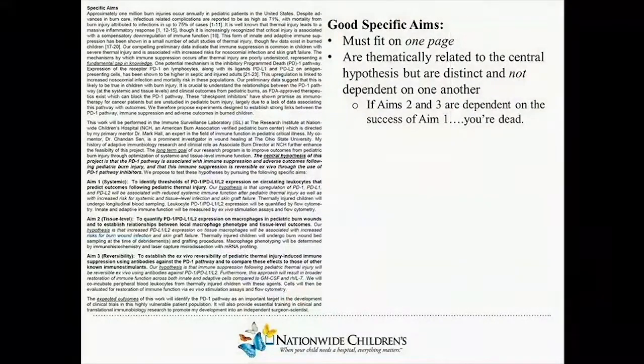The aims themselves must be thematically related to the central hypothesis, but must not be dependent on one another. Crafting 3 good aims, 3 different hypotheses, 3 different sets of experiments and analyses that are thematic but not interdependent is really hard. And it's why it takes a long time to put together an aims page. Okay? So what do I mean by interdependent?